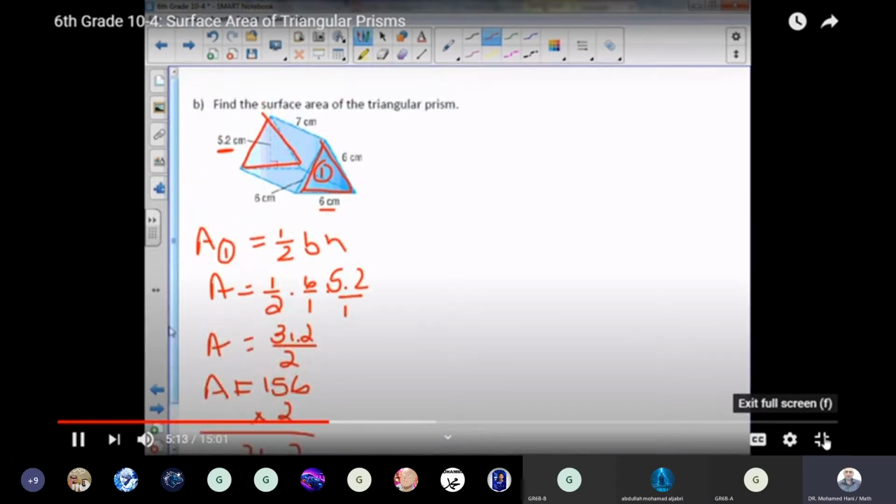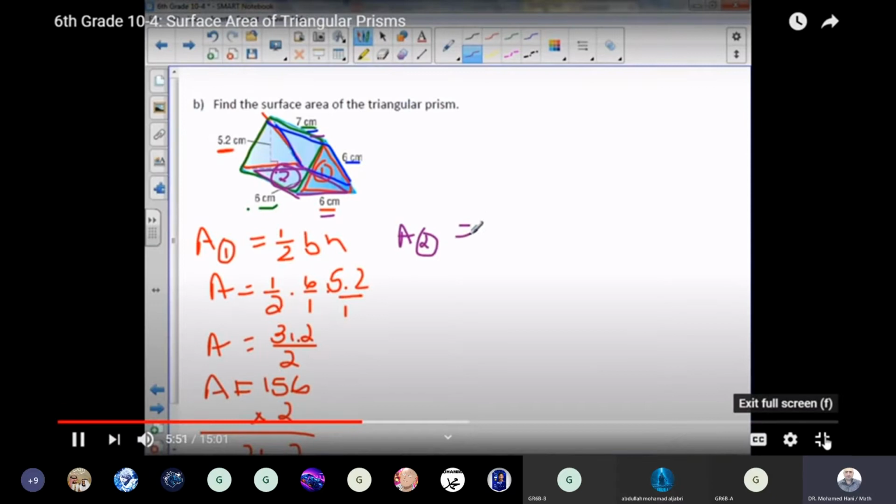Our rectangles, we have a rectangle here, which is 7 by 6. We also have a rectangle in the back, which happens to also be 7 by 6. And our bottom rectangle, again, is 7 by 6. So we have 3 rectangles that are the same. We'll call that shape 2.